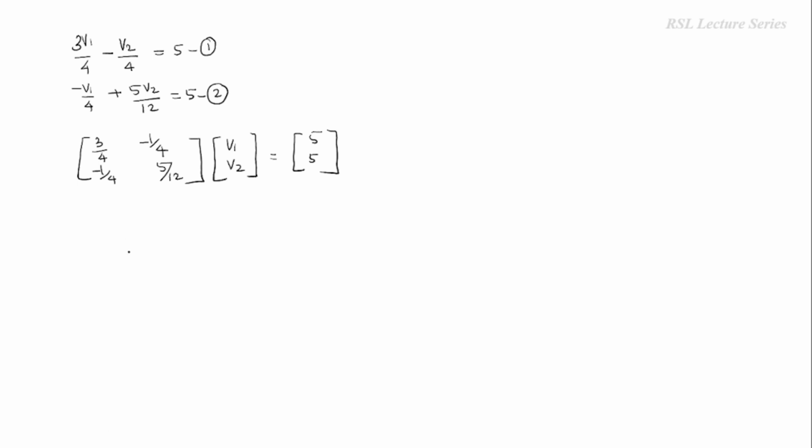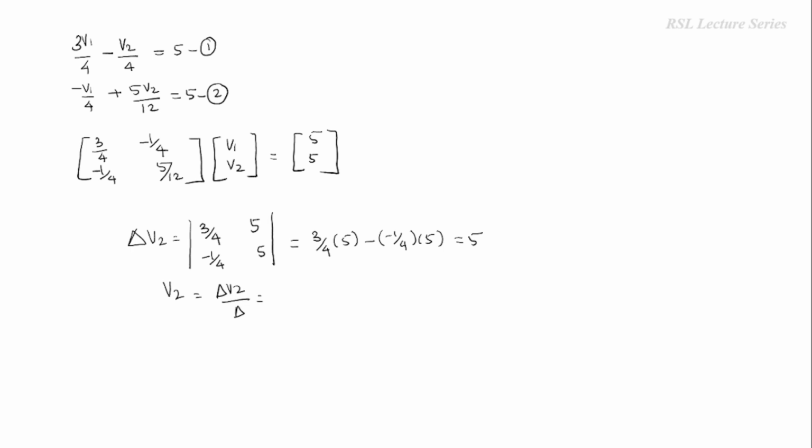So next we will find out the value of V2. For that we have to find out delta V2. So for finding out delta V2, we have to replace the second column with the right hand side matrix. Okay. And then we have to find out the determinant value. So 3 by 4 into 5 minus of minus 1 by 4 into 5. So now on simplification, this delta V2 will be equal to 5. So now V2 will be equal to delta V2 divided by delta. So 5 divided by 0.25. This is equal to 20 volts.